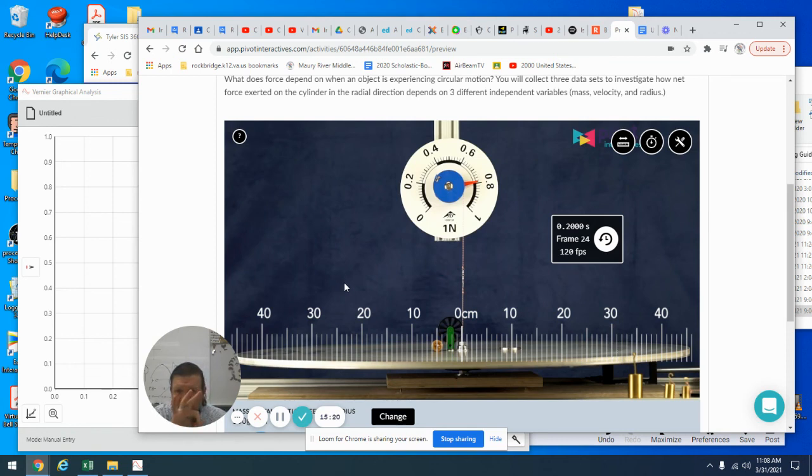So we're looking for 3 data tables. After each data table, it'll be the graph that's associated with that. And then answer that last question that's described in Google Classroom. And you should be good to go.